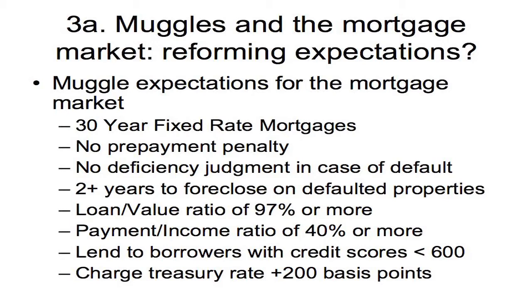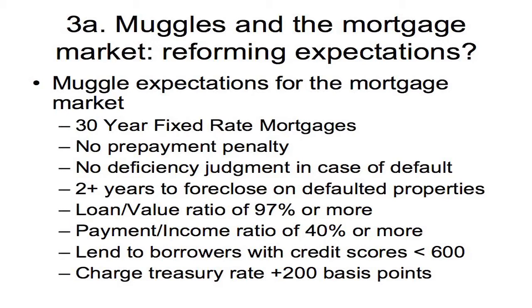No consequences. Let's make it take 2+ years to foreclose on defaulted properties. Oh, great. There's mean foreclosure. Oh my gosh, someone signed a document, perfectly legitimate, without reading it. Wow, that means it would take another year. And let's have a loan-to-value ratio of 97% or more. That makes sense. Payment to income ratios of 40% or more. It means your monthly mortgage payment is 40% or more of your income.